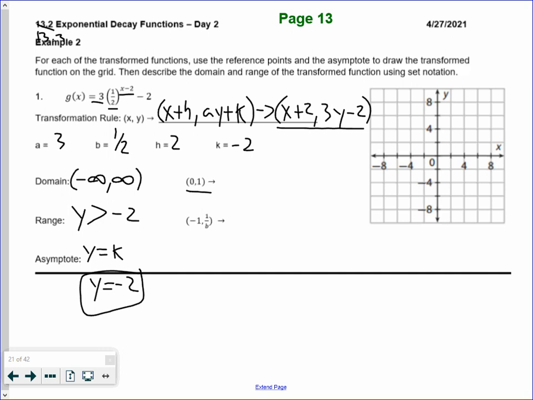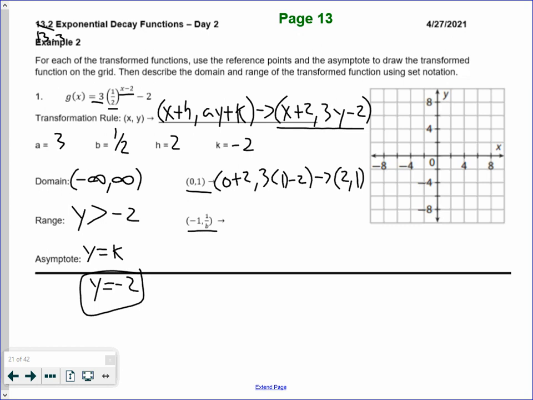For the point 0, 1 that we need to transform, we're just going to plug that into our transformation rule and see what it gives us. So 0 plus 2, and then 3 times 1 minus 2. We plug that in. We get 2, comma 1.